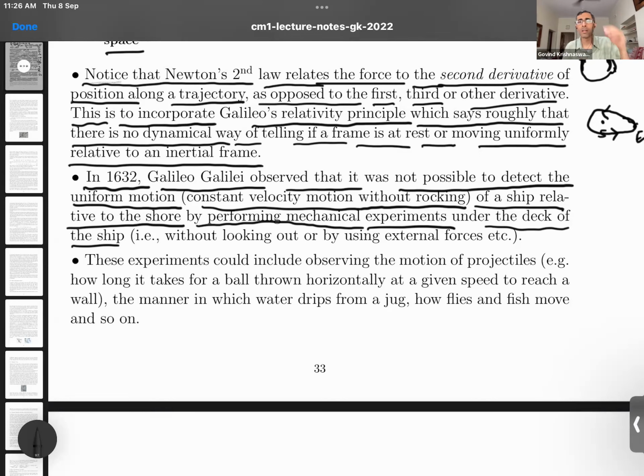And the reason we said you should not do it on the top of the ship is because if you're standing on the deck of the ship, then of course you can look at the surroundings and know that you're moving. That is not allowed. You are supposed to do it inside a room without any windows in the hull of the ship or something. So, without looking out or by using external forces. You must not use external forces. Only forces like throwing a ball against the wall, those internal operations. I will clarify this further.